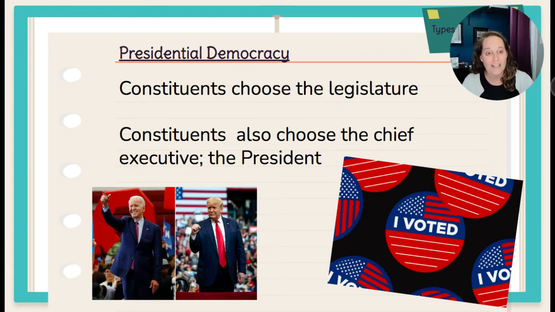Our last type is a presidential democracy. And in a presidential democracy, constituents choose both the legislature and the chief executive. So instead of the legislature getting to choose the chief executive, in a presidential democracy, the people get to choose the chief executive. The United States is a presidential democracy because we get to vote for members of Congress and we get to vote for the president.